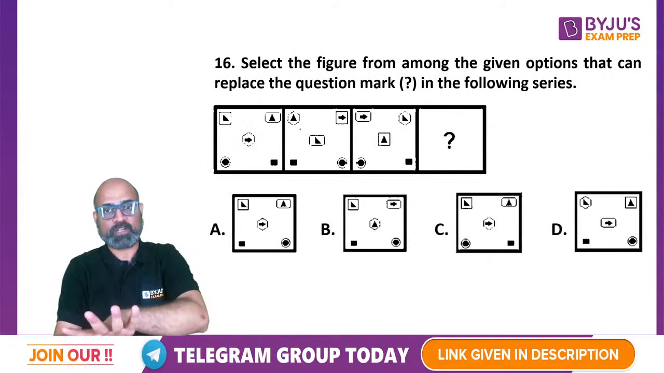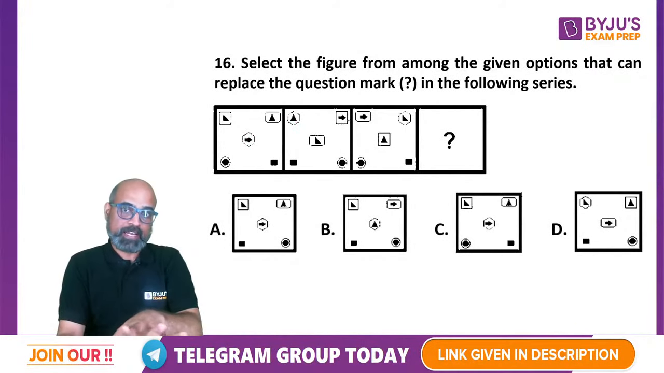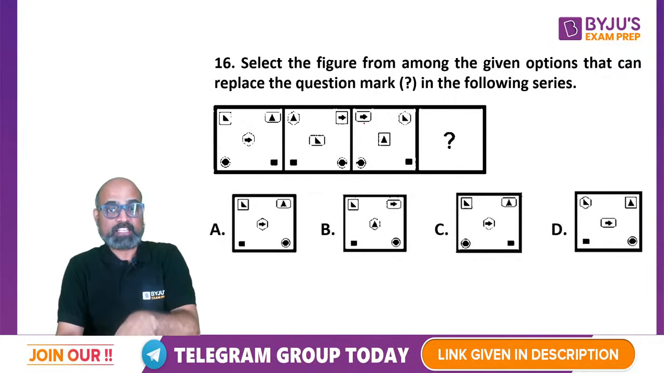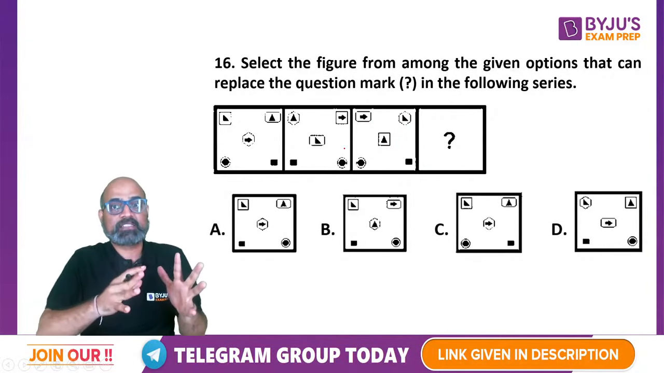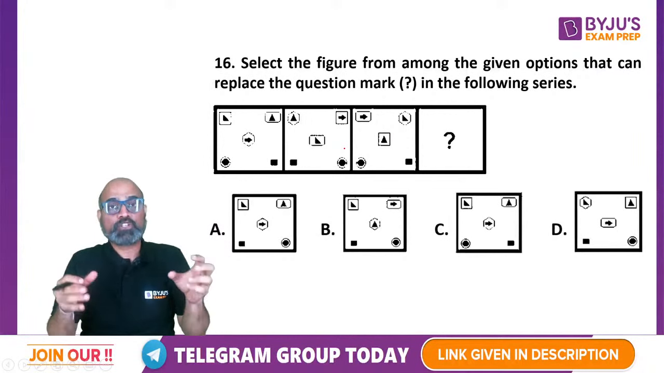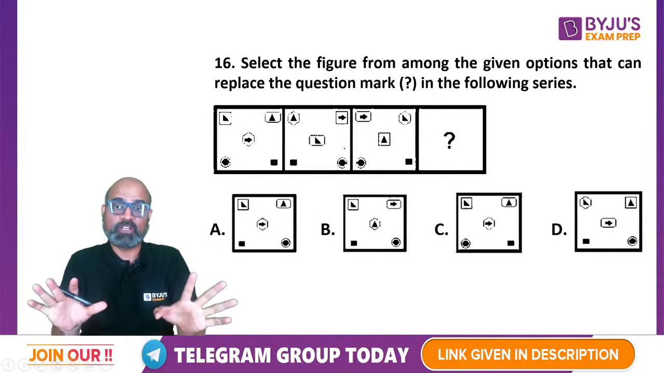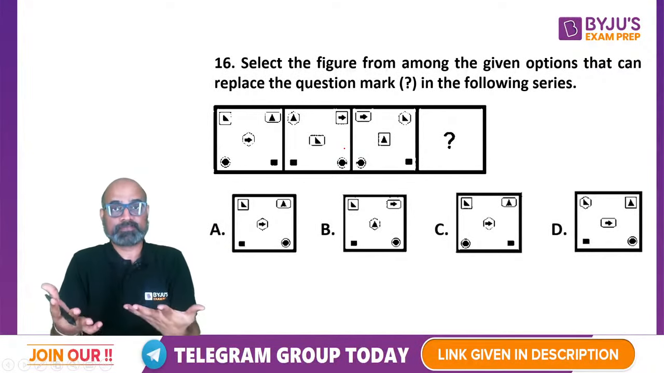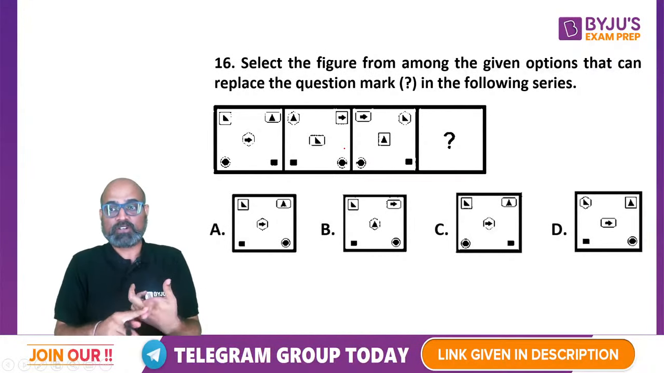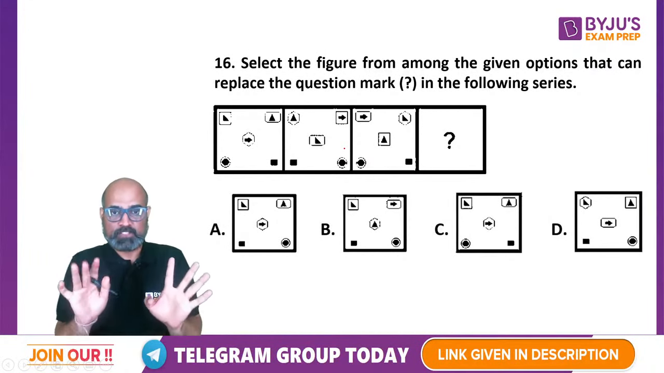What about the next one? You see an equilateral triangle, an arrow, a circle, a square, and a right angle triangle. In the next one, again, you have an arrow, a right angle triangle, an equilateral triangle, a square, and a circle. It means each figure should have these 5 symbols only. You should not have a new symbol, right? Okay, so we know that as of now.